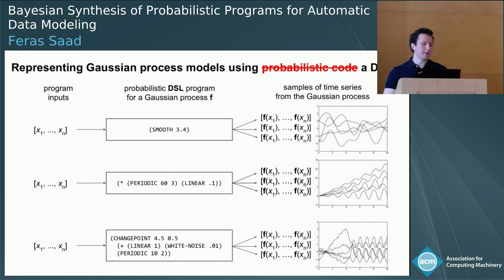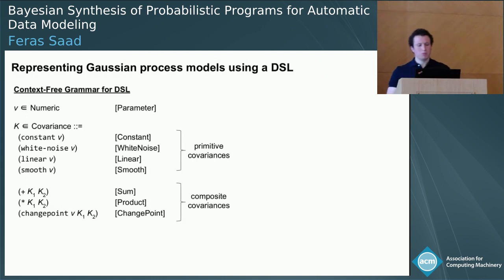So in the first row, I'm asking for a GP, which is smooth, with mean 3.4, and those are the executions you're seeing in the first plot, just some set of smooth curves around 0. In the second row, I'm showing GPs, which are representing a periodic and linear structure, taking the product of those two, and you're seeing multiple executions of that random function. In the third row, I'm asking for a Gaussian process, which is changing at some point in time between some linear trend with white noise before 4.5 and some periodic trend after 4.5. Now, it's quite straightforward to write a context-free grammar for this DSL.